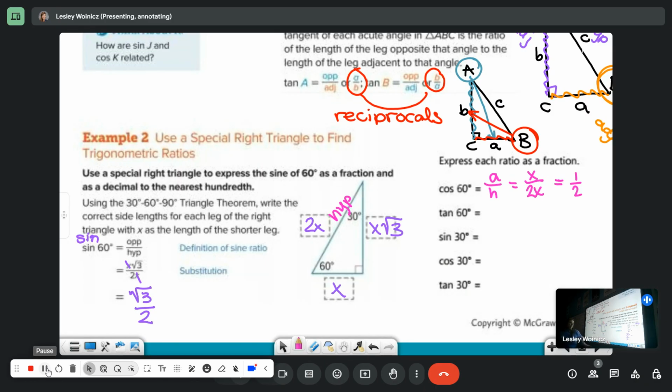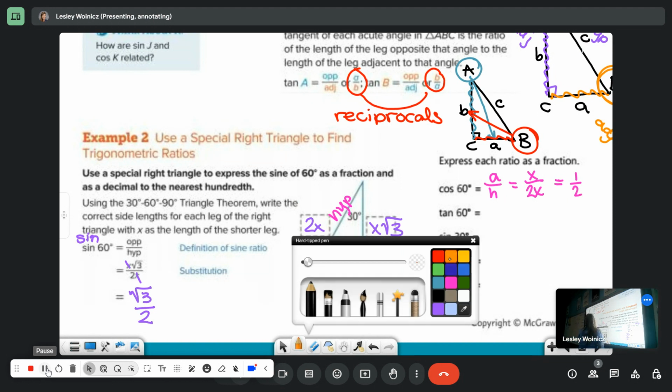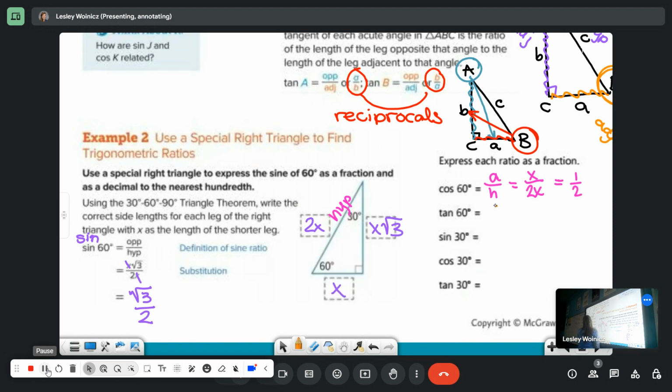Okay, what about tangent of 60? Well, tangent is opposite over adjacent. So opposite was x root 3. Adjacent is just x. What happens to the x's? They cancel. They leave us with a root 3.